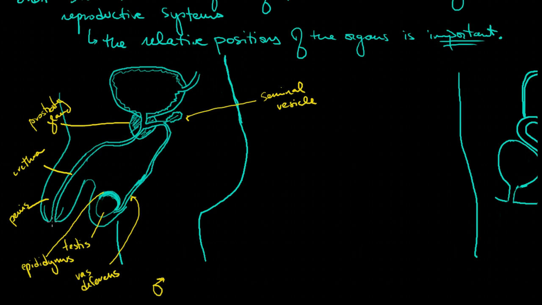Now notice that the urethra shares a path from the bladder, which has a tube coming in called the ureter that's coming from the kidneys. So the urine is being stored here in the bladder, and it exits the male system the same way as sperm. Okay, so that's the male reproductive system, drawing and labeling it.